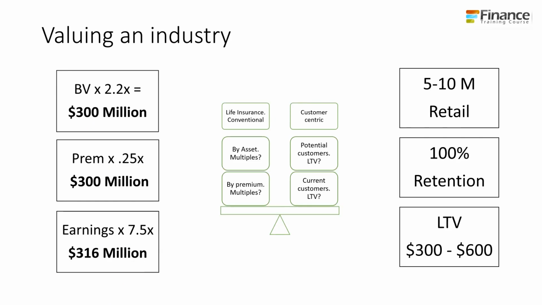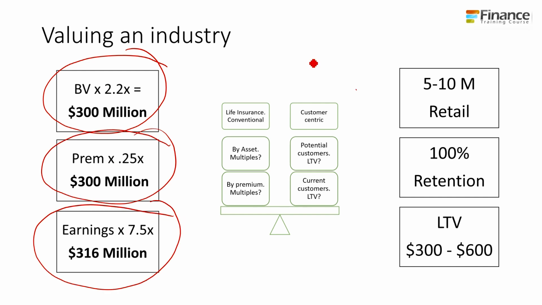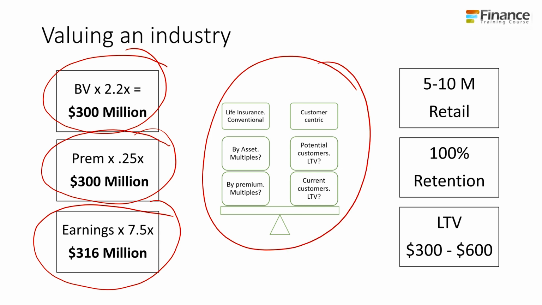Apply or extend this framework. What we're saying is, on a book value basis, the industry is worth 300 million. On a premium basis, worth 300 million. On an earnings basis, worth 316 million. How do I disrupt it? What choices do I have?